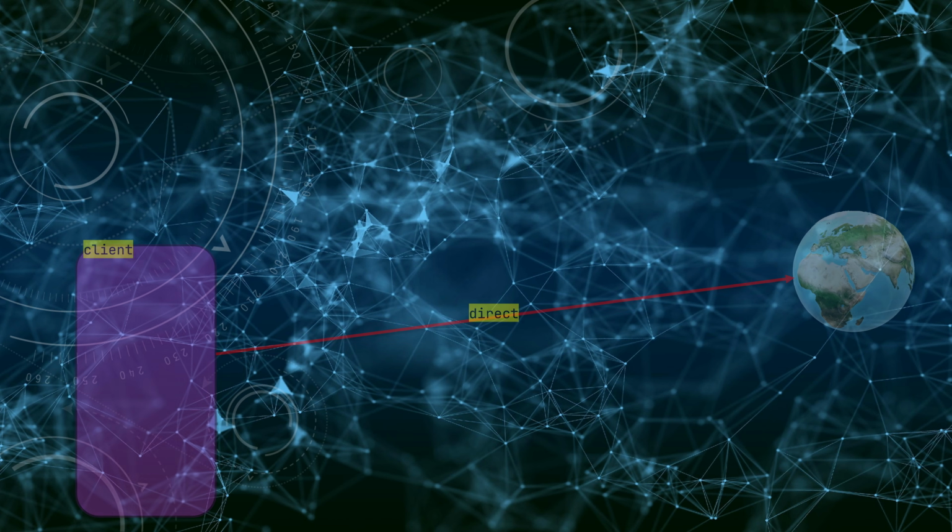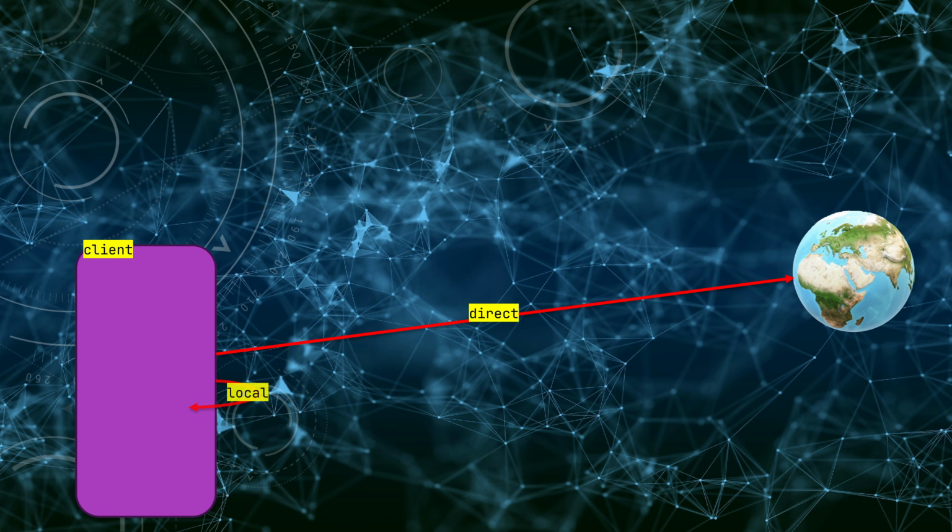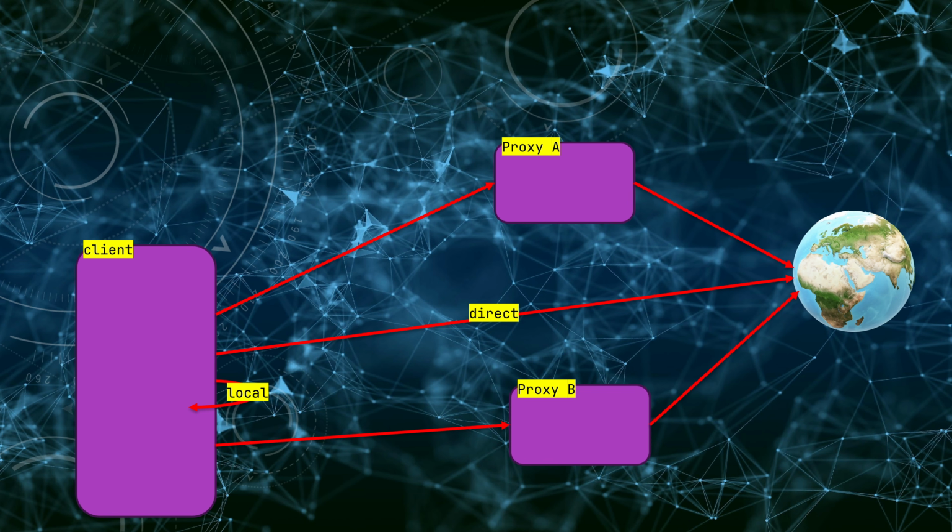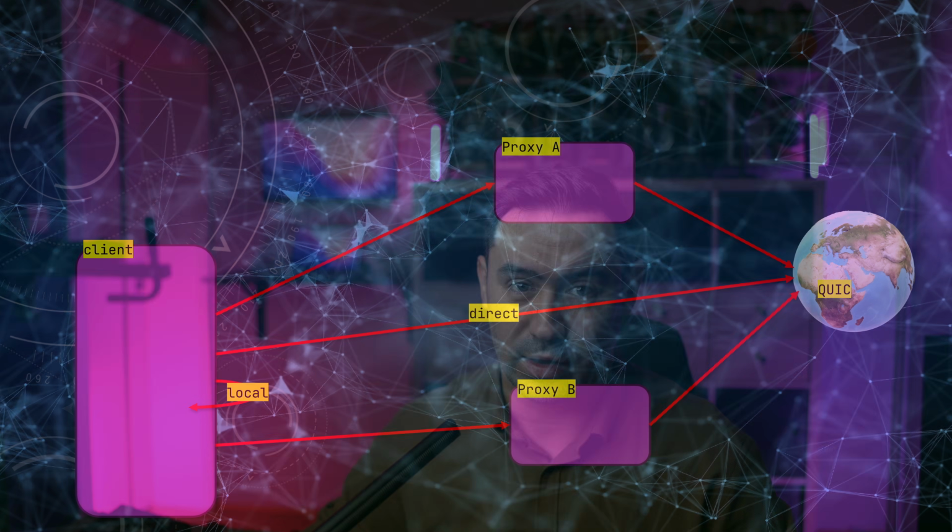We can say this goes direct, this stays local, this uses proxy A, this uses proxy B, and so on. Routing lets you send UDP traffic via one outbound, HTTPS via another, QUIC somewhere else, or block some traffic entirely. This is very similar to firewall rules, but at the application layer. Let's start with a very basic example.